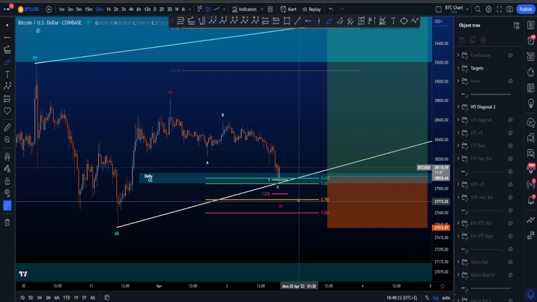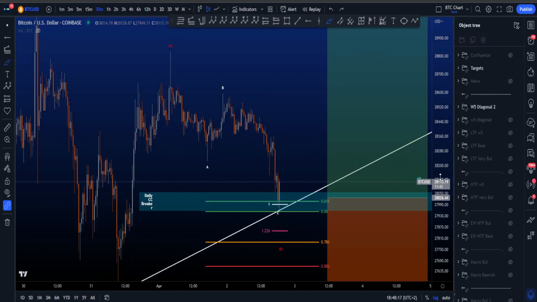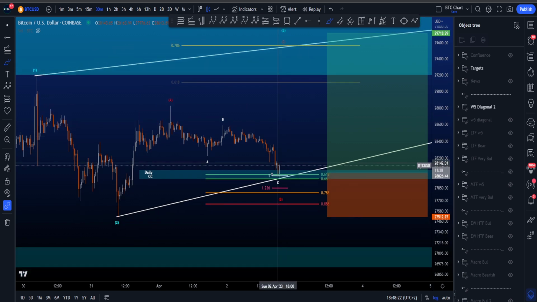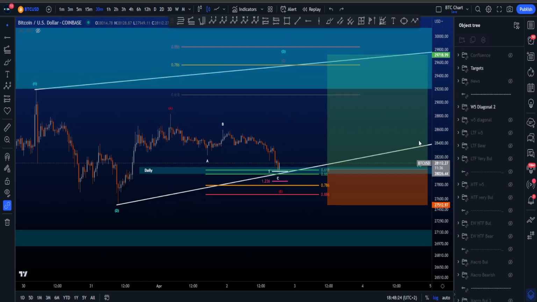No financial advice. So in this scenario, the golden pocket over here was part of this blue target box, including a daily level. We had this breaker, we have an order block. So there's a little bit of support for then a move to the upside for this potential wave C.